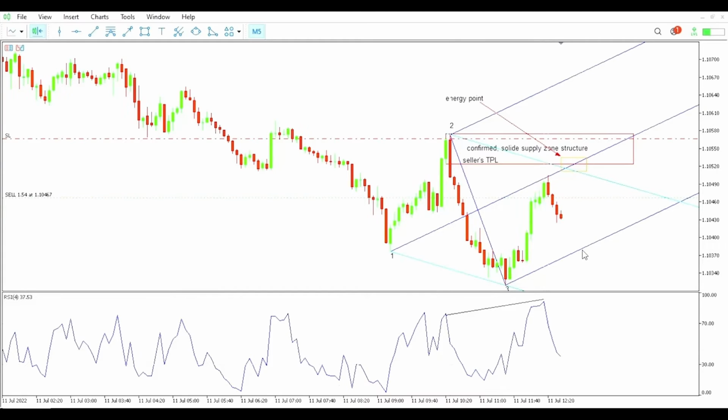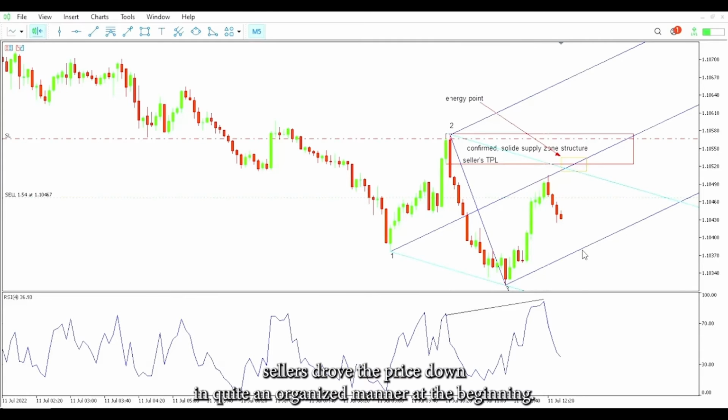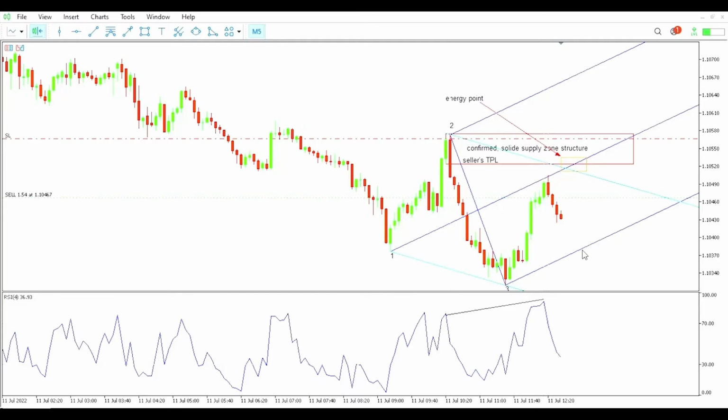After sellers' power overcame buyers' power, sellers drove the price down in quite an organized manner at the beginning. Note that each bearish candle after Bearish Candle 2 created a new lower low and lower high. The interpretation I get from this price behavior is that sellers are stronger compared to buyers. The second evidence that sellers are not willing to give up control of this market is the volatility.